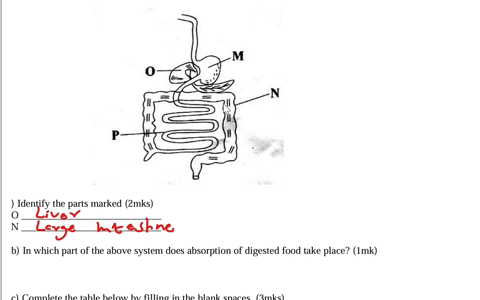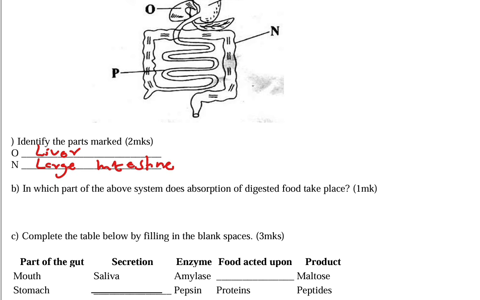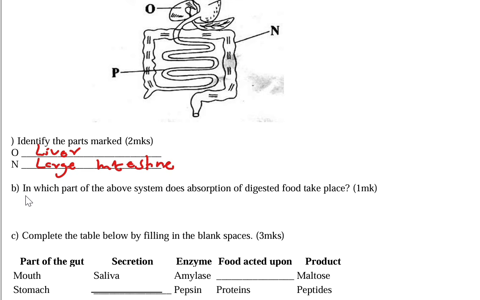So O, liver, N, large intestine. Part B. In which part of the above system does absorption of digested food take place? You know that digested food is absorbed in the small intestine, and therefore we say it is P, which you can even say is the small intestine. So absorption of food takes place in the small intestine, and then we score that 1 mark.